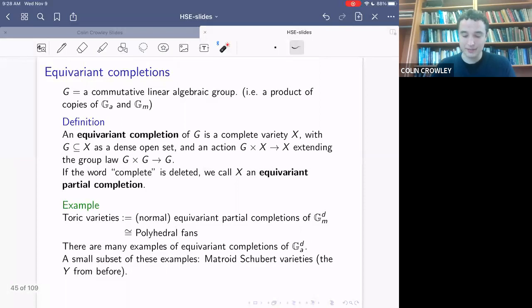And from my perspective, there's a very small subset of these examples that are these Matroid Schubert varieties. So this was the Y. So we have some very small class of these, and we're interested in learning how it relates to the general theory.